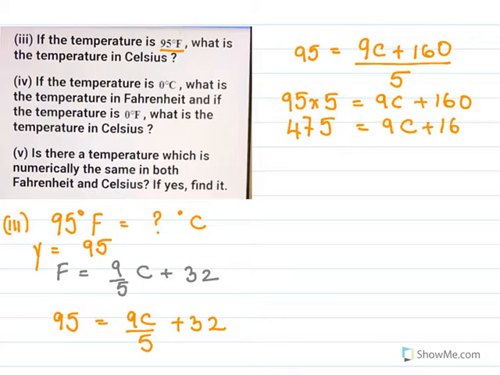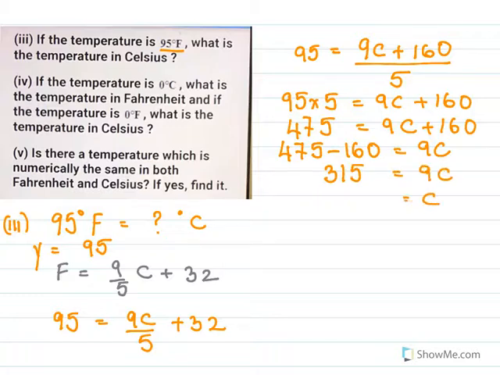475 equal to 9 Celsius plus 160. So 475 minus 160 equal to 9c. So this is 315 equal to 9c. So c is 315 over 9, and the answer is 35 degrees Celsius. So 95 degrees Fahrenheit equal to 35 degrees Celsius.